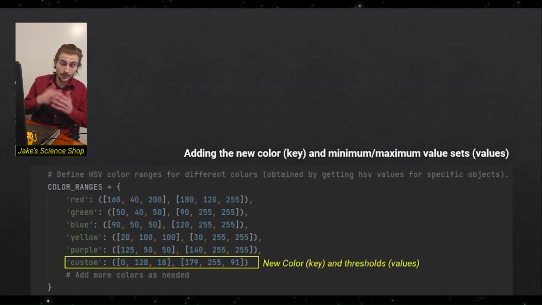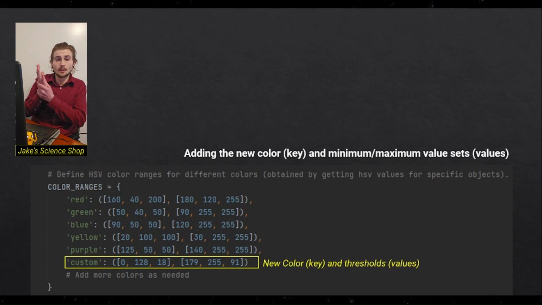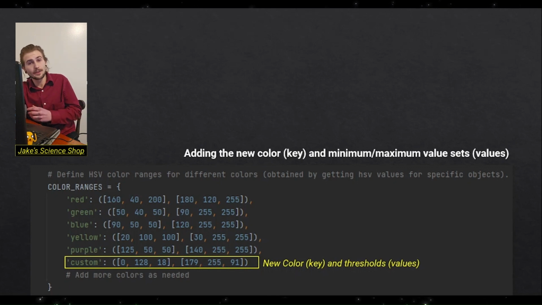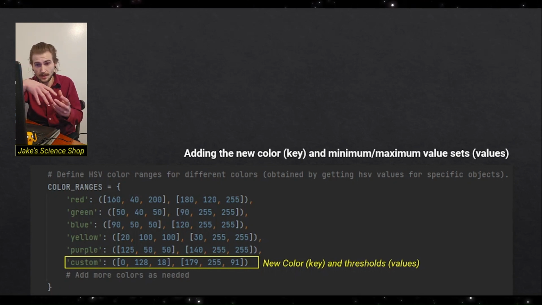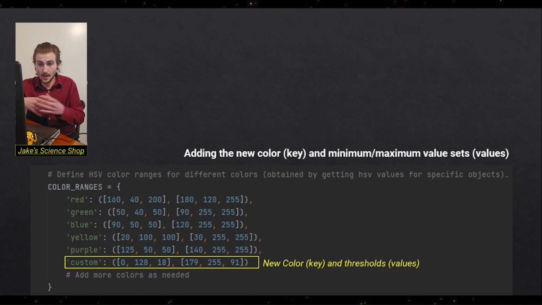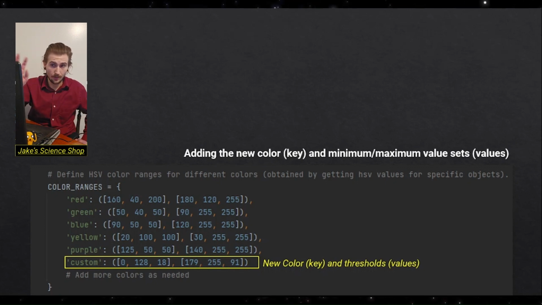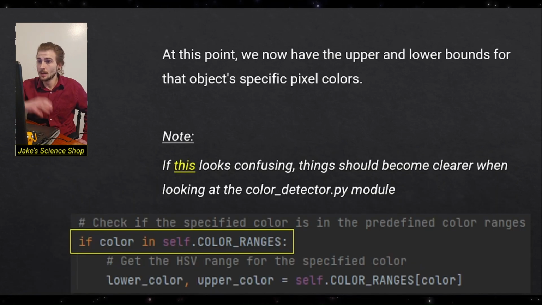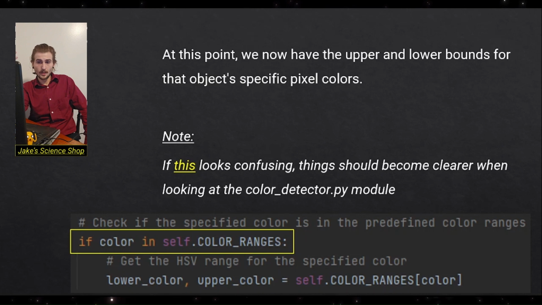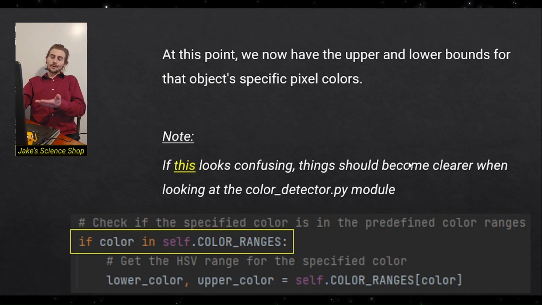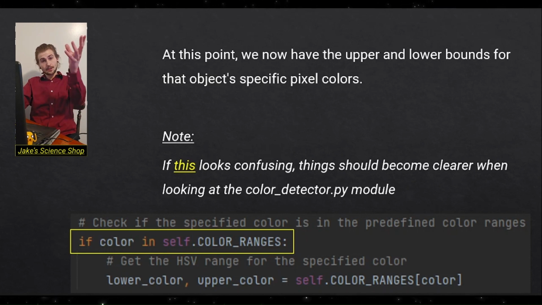So after we get our thresholds, we have to define them. Once we look at the color detector module, we have a dictionary that is a part of the class, and we specify it as color ranges, where the key is the color's name as a string, and the value is a set of two arrays, with the arrays being the minimum and maximum bounds for that color. We'll see this in a minute. I apologize if it's any bit confusing right now. So at this point, we have the upper and lower bounds. Again, you'll understand better once we see the class in PyCharm. But what we do in PyCharm is we check if it is a color that we've actually initialized, and if it is, we're going to go ahead and assign these as our lower and upper colors.